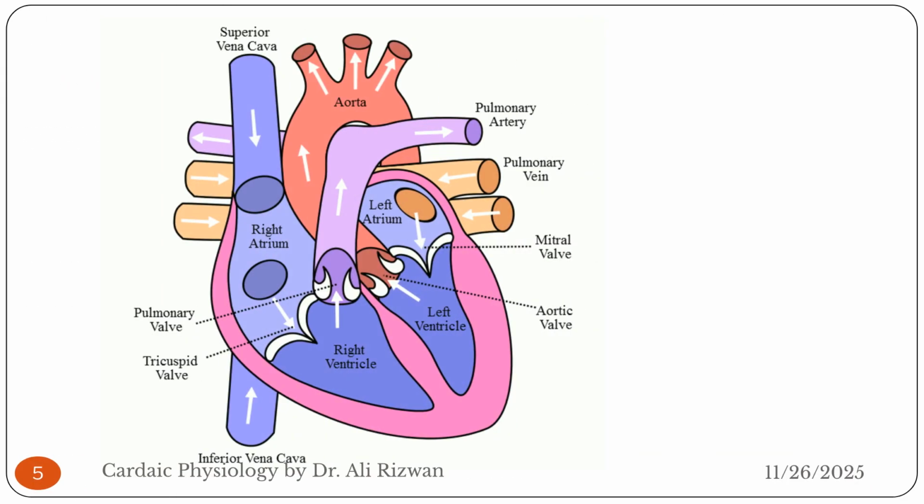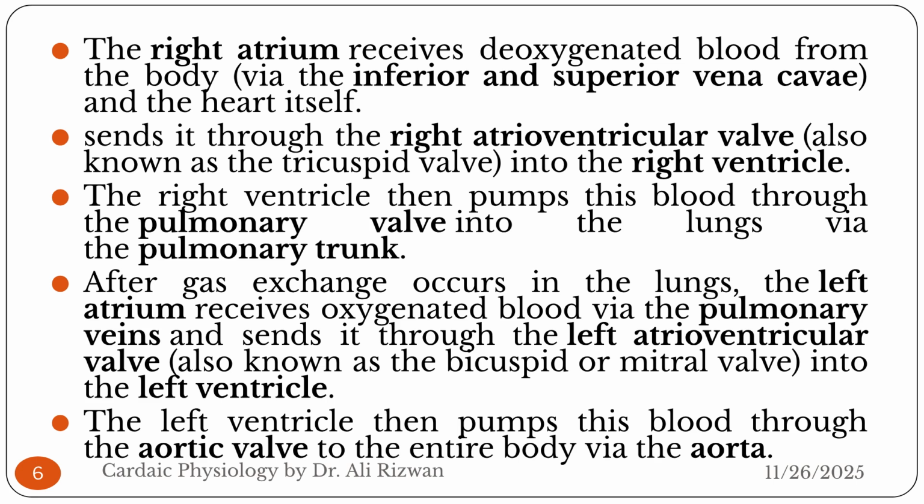This diagram illustrates the flow of blood through the various chambers, valves, and major vessels of the heart. Deoxygenated blood enters the right atrium, passes through the tricuspid valve into the right ventricle, and is pumped to the lungs. After oxygenation, it returns to the left atrium, moves through the mitral valve into the left ventricle, and is pumped into the aorta to circulate throughout the body.